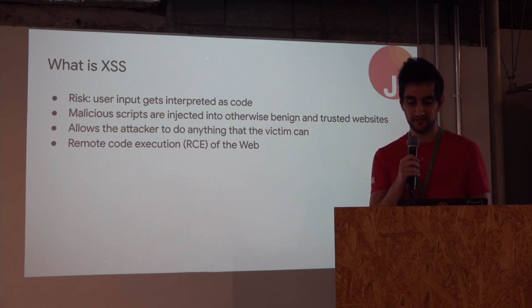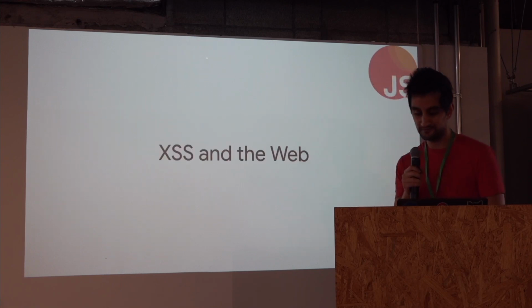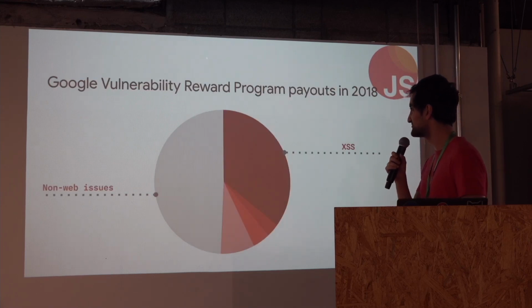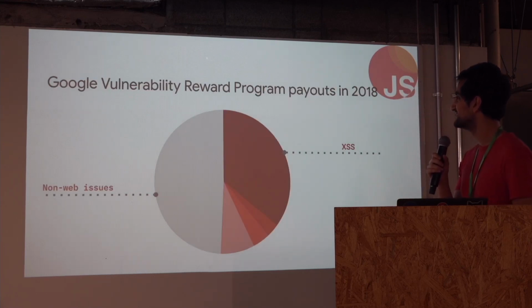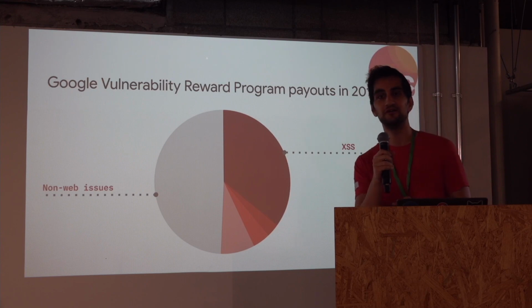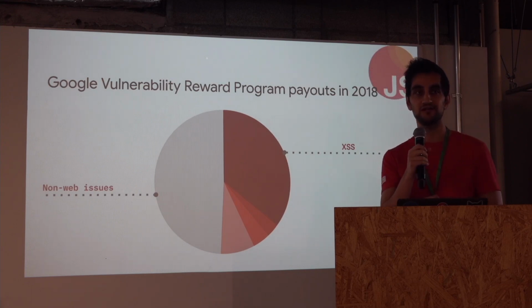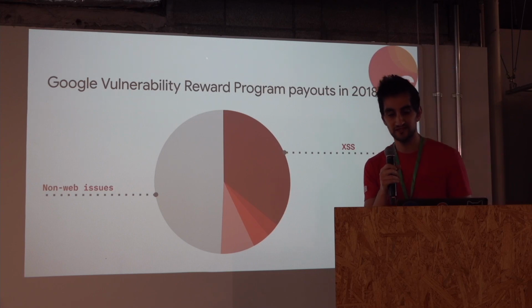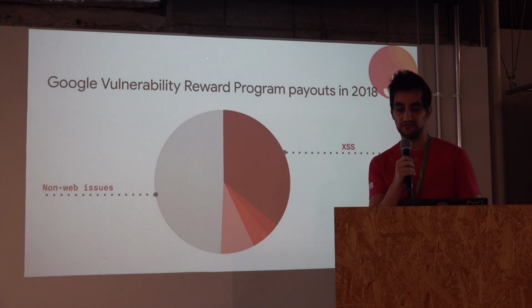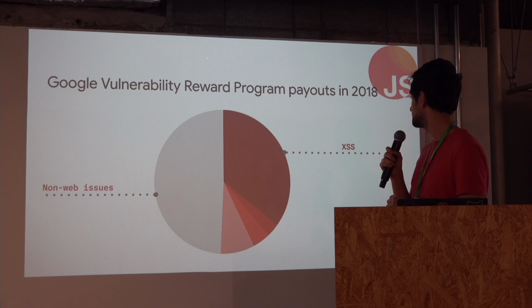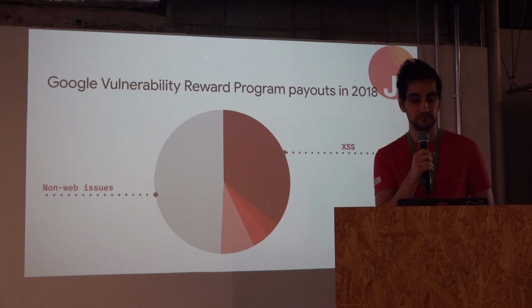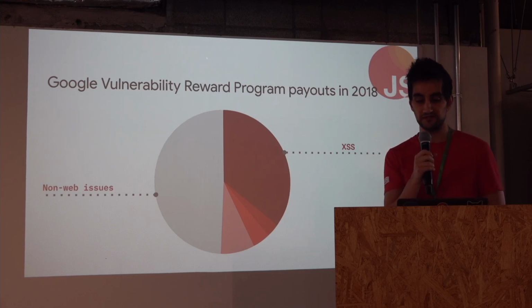Have we solved it at Google? Not really, unfortunately. As you can see here, this is our VRP program, our in-house bug bounty program. It shows all the findings that we're getting. A good part of them are web-related, but within the web ones, XSS represents a big portion of them. So we're still dealing with these threats.